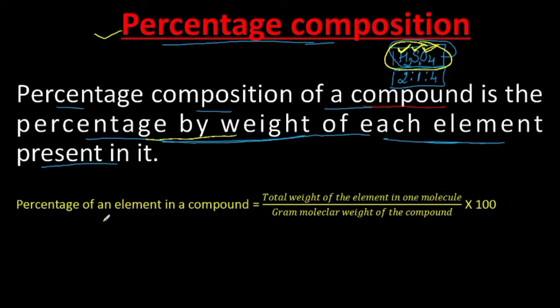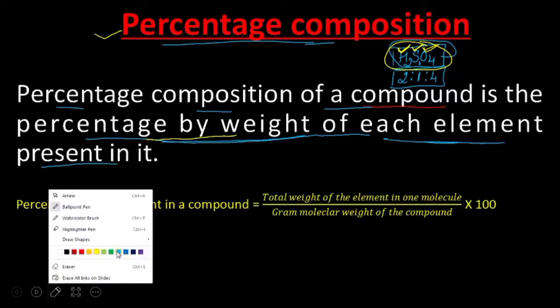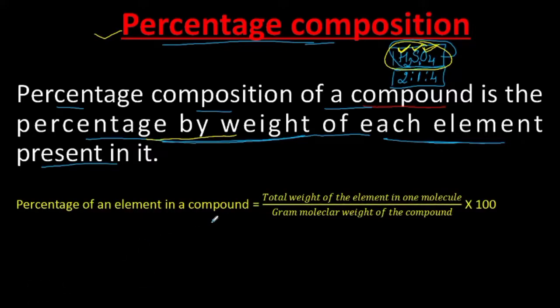Now come to the formula. Percentage of an element in a compound is equal to the total weight of the element in one molecule, look at it again, total weight of the element in one molecule, divided by the gram molecular weight of the compound, or we'll say molecular mass of the compound, into 100. Now shall we take an example to find the percentage composition of any element which is present in a compound.